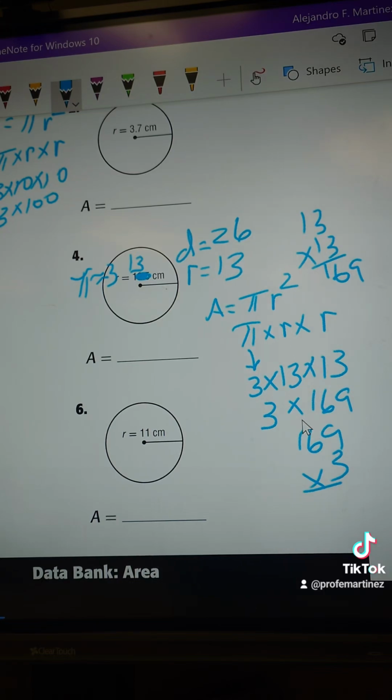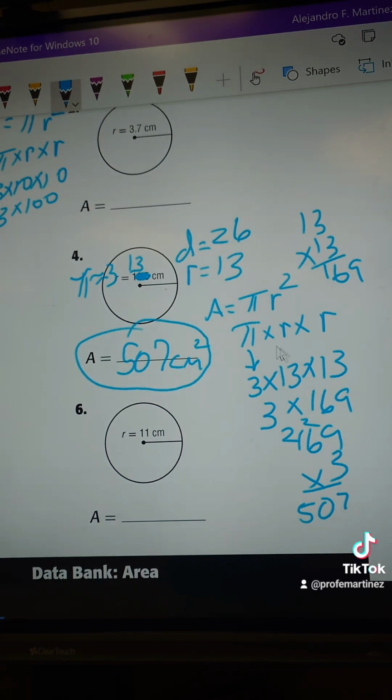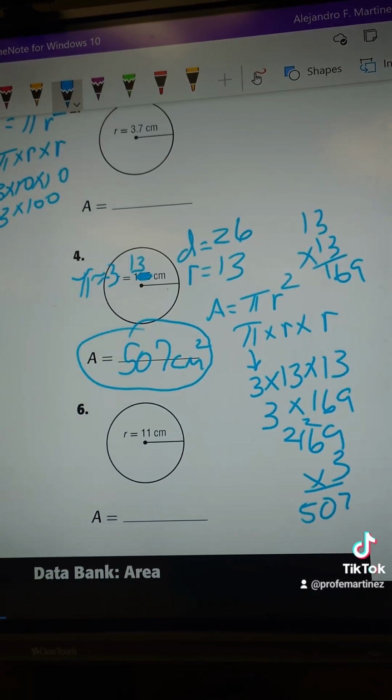9 times 3 is 27. Carry the 2. 6 times 3, 18, 19, 20. Carry the 2. And then 3 times 1 plus 2 is 5. So 507 centimeters squared. Okay, and that would be the answer there. Always remember square units for any area problem.